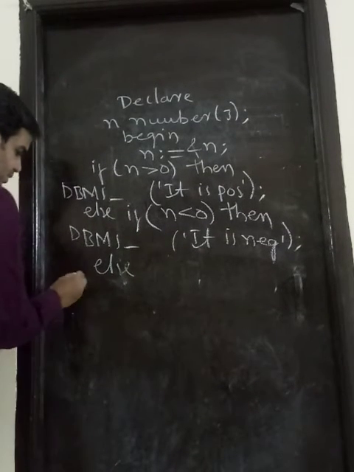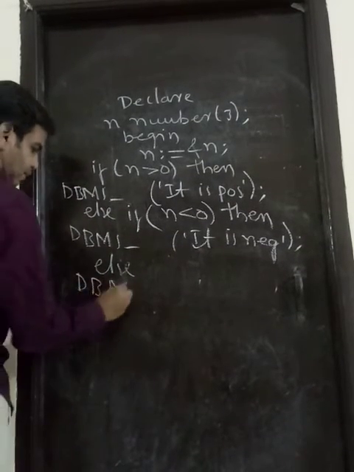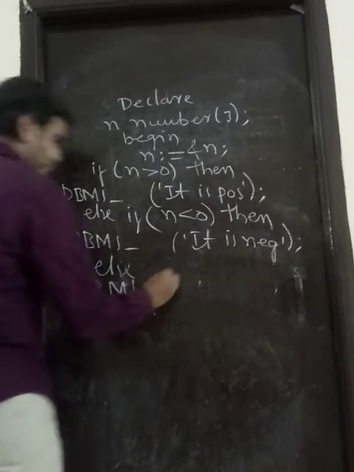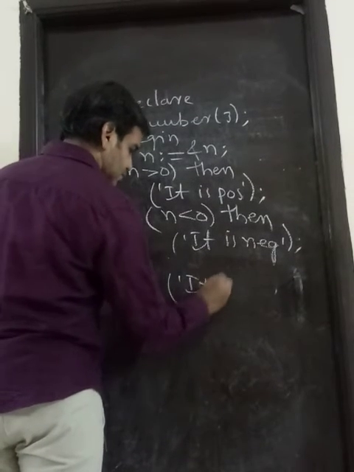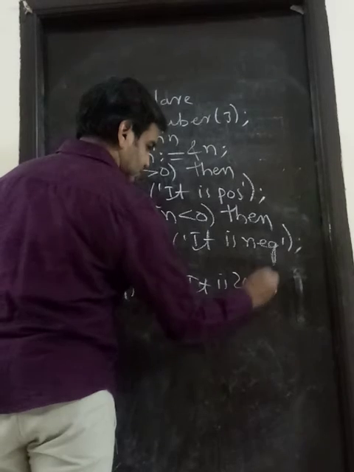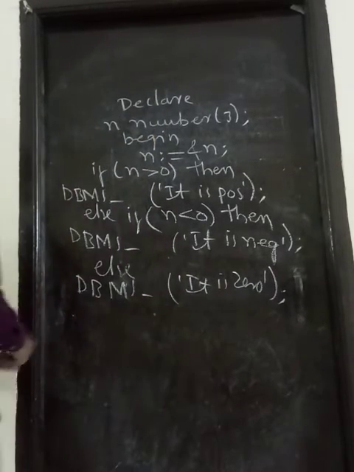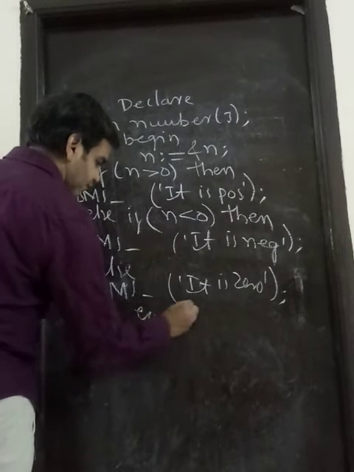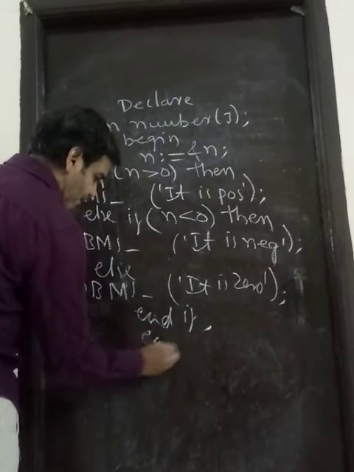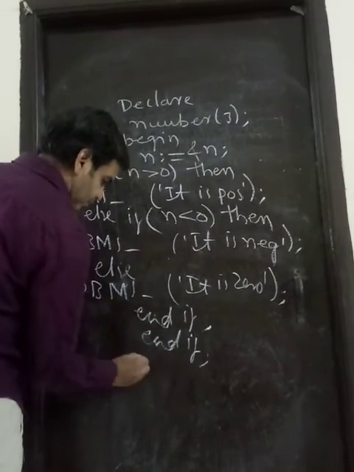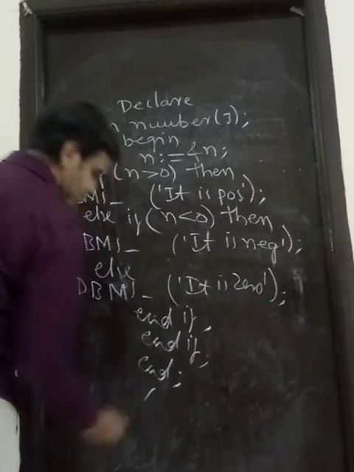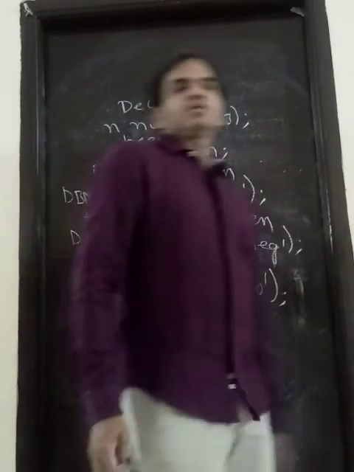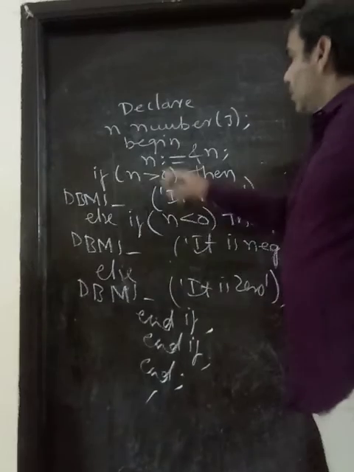So dbms_output.put_line, it is 0. So if there are two ifs, we should terminate with 2 times end if, then end. Yes. Okay. See here, we are accepting a number.